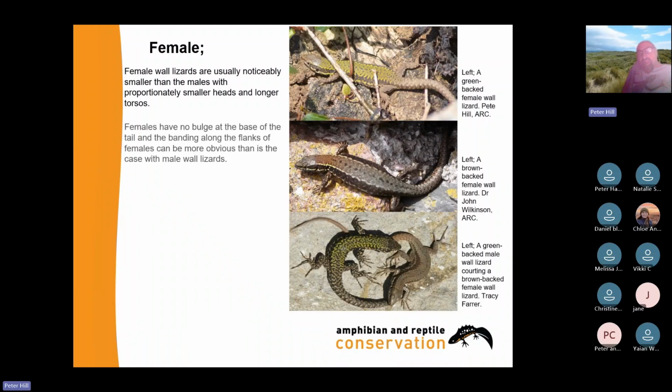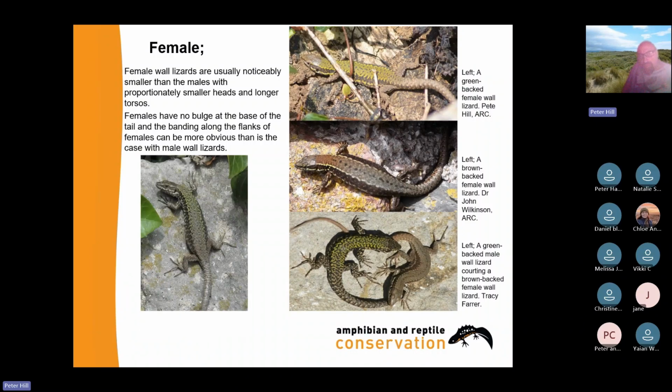Females, you can get green females as well. That's one I photographed on the top, and she would have got greener than that. That was very early March. She'd just emerged from hibernation. Quite often those coloured flanks are more obvious, darker than in the case of the males.